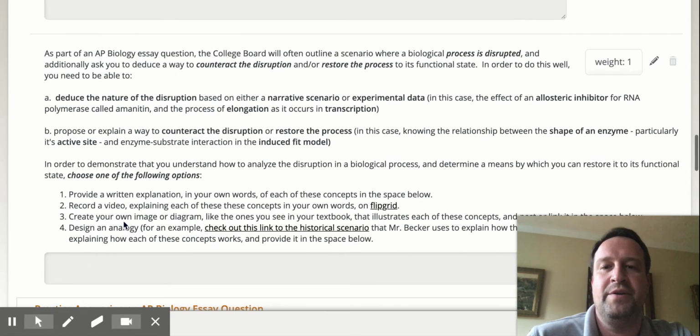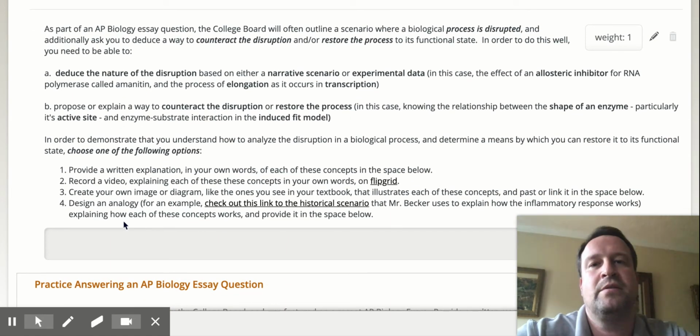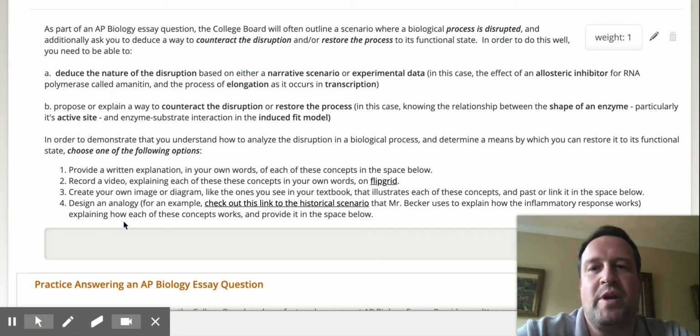The fourth one, again, is specific to how AP Bio questions work, but they like to disrupt a process and have you analyze that disruption and then figure out how to restore it back to proper functionality. But again, these same 4 prompts.